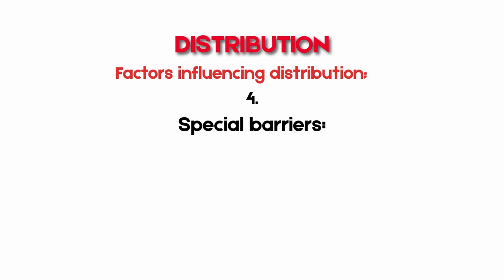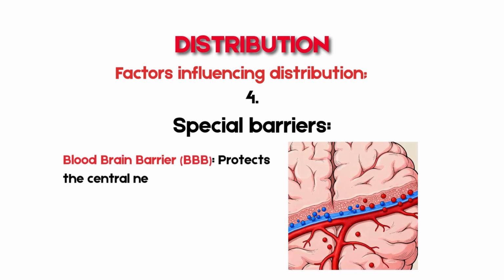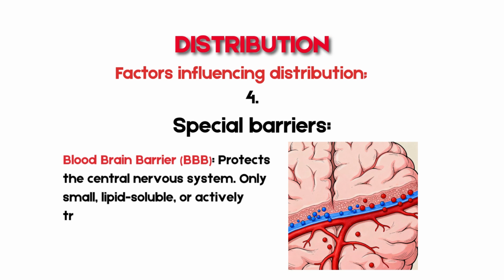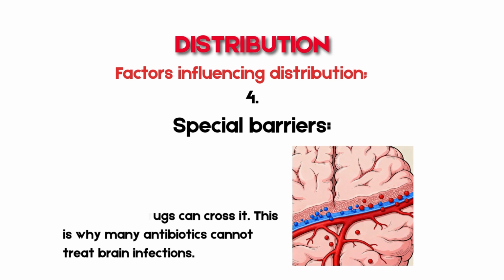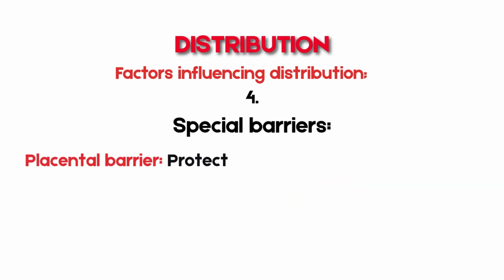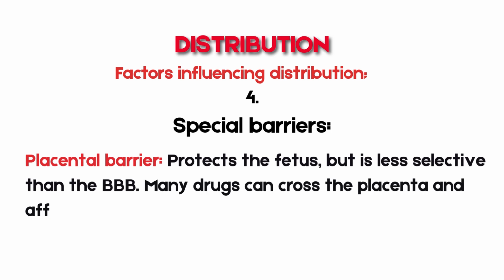4. Special barriers. These include the blood-brain barrier, BBB. It protects the central nervous system. Only small, lipid-soluble, or actively transported drugs can cross it. This is why many antibiotics cannot treat brain infections. The placental barrier protects the fetus, but is less selective than the BBB. Many drugs can cross the placenta and affect fetal development.